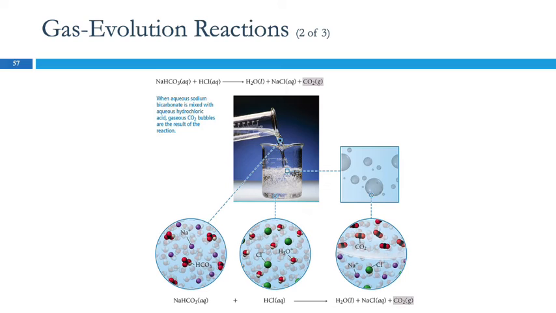This is an illustration of that. So here, NaHCO3, sodium hydrogen carbonate, also known as baking soda. You mix baking soda with an acid, and you're going to get water and sodium chloride, and the carbonic acid, as it's formed, will decompose and make carbon dioxide bubbles. And so you'll see this fizzing.